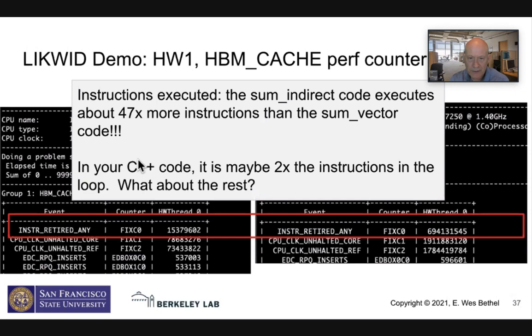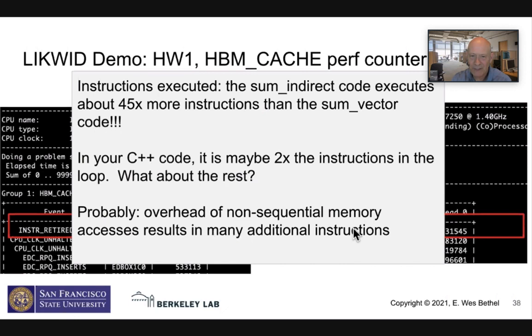Okay, so let's dig in a little bit more. Homework 1. When I am using this HBM cache performance counter, I get some actual hardware counters out now. Here I'm looking at the number of instructions that were executed. The vector code's on the left and the indirect code's on the right. The indirect code is executing 47 times more instructions than the vector code. 47 times more, right? So why is that? In your C++ code, there may be 2x more instructions, but not 47. So what's going on?